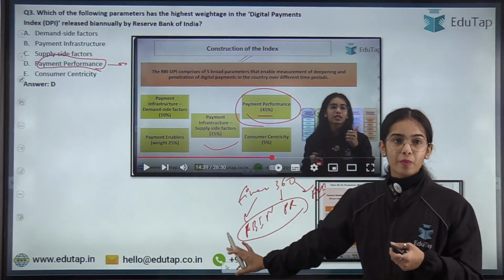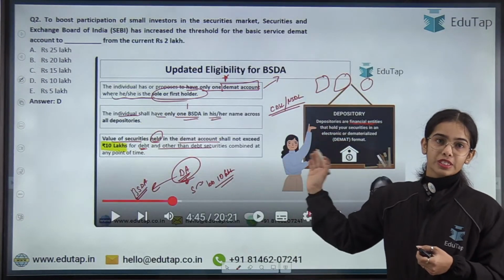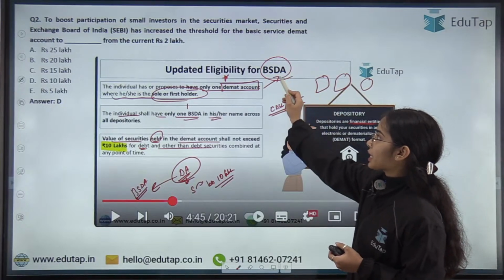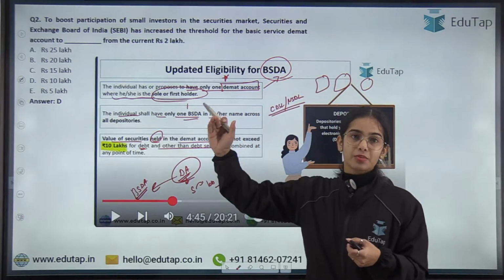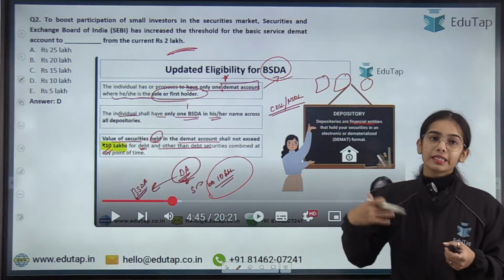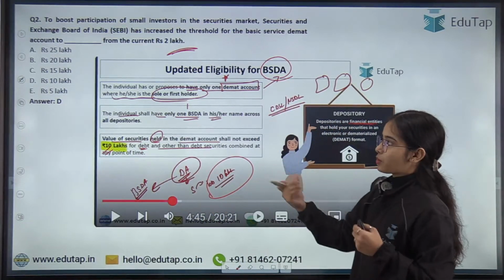Okay. So from RBI notifications and RBI press releases, you have seen the question. From finance current affairs, there was a question regarding the basic service demat account. It was said that the limit has been increased from 2 lakh to 10 lakh. This was discussed by me, that 10 lakh is the new limit. Okay, and that was a direct question.